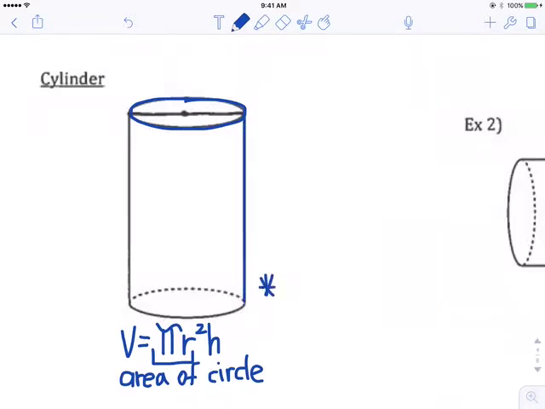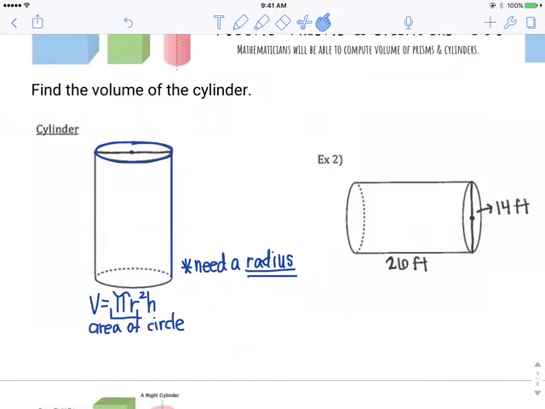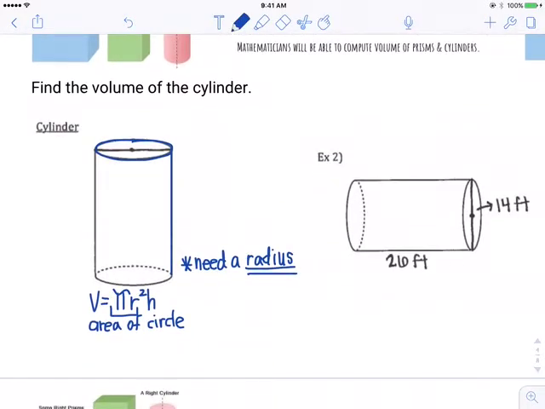One thing you might want to note about these is you need a radius when you're using this formula. So if you're given a diameter, you need to make sure that you divide that diameter by 2 so that you have the radius to plug into the formula. Let's look at an example here together. So in this cylinder, we have a height of 26 and we have a diameter of 14. So here is a great example for needing to find the radius. So if I divide 14 by 2, it tells me my radius is 7 feet, which is what I need for my formula.